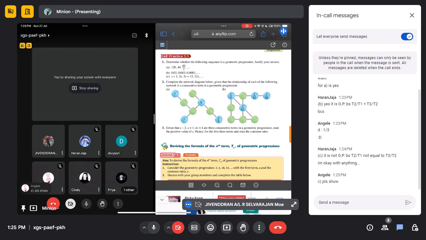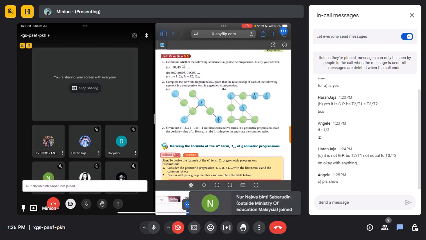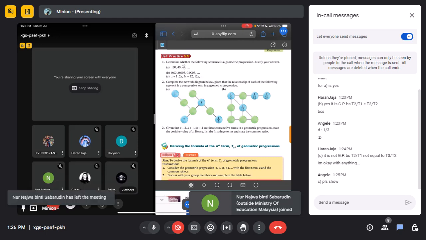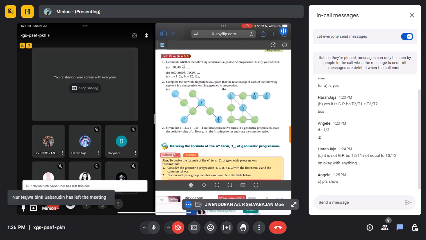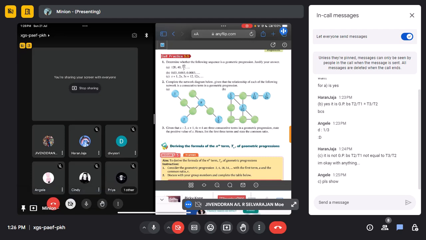For question 1A, the common ratio R equals T2 over T1. So R1 equals 40 over 120, which is 1 over 3. R2 is 40 over 3 divided by 40, which is 1 over 3. So R1 and R2 are the same. When the ratios are the same, therefore the sequence is a geometric progression.